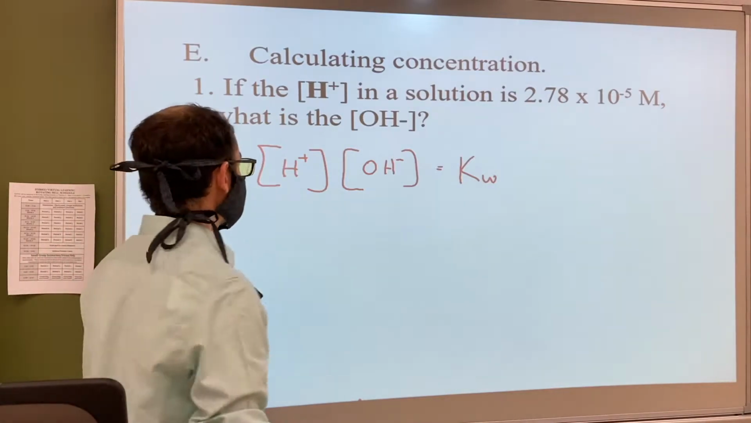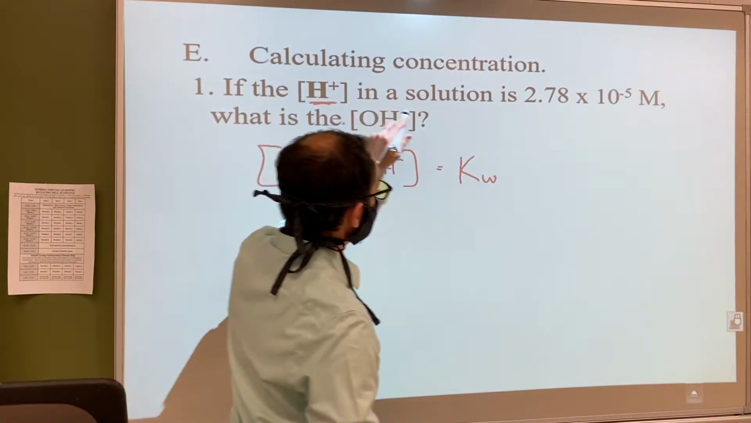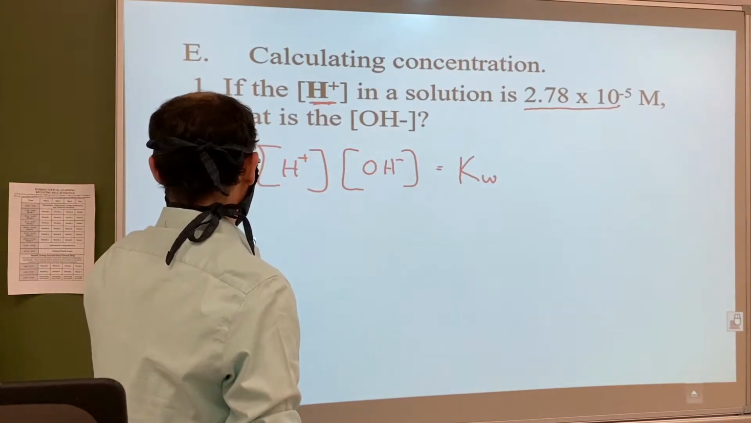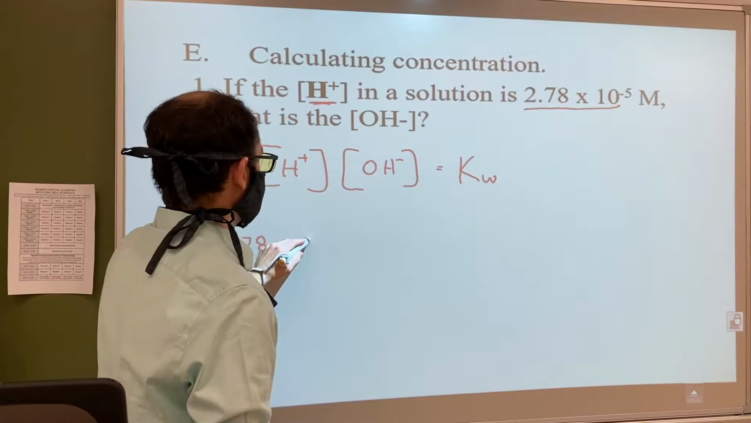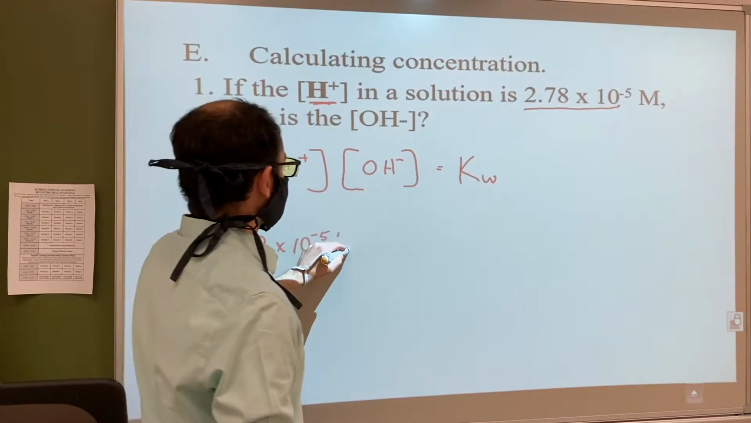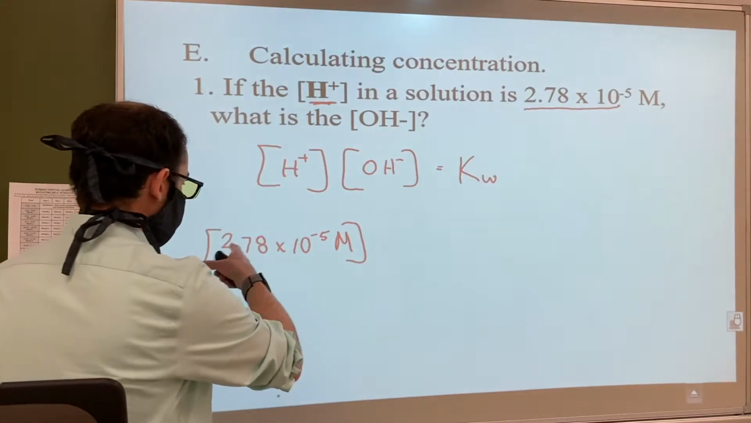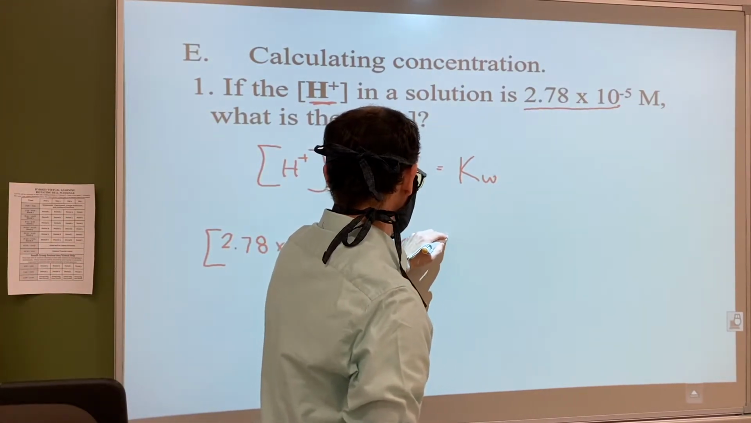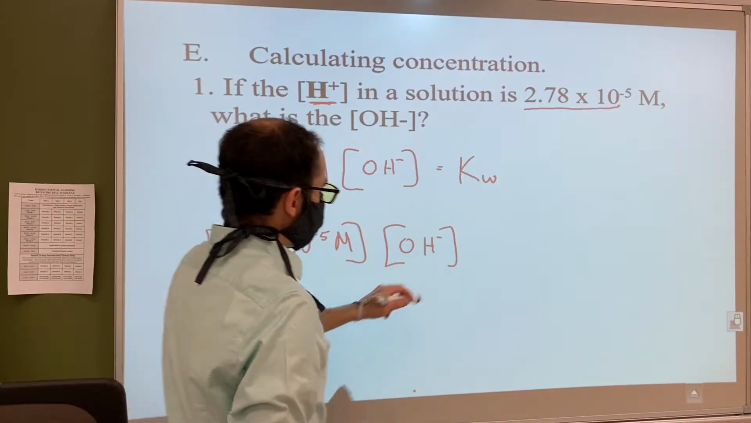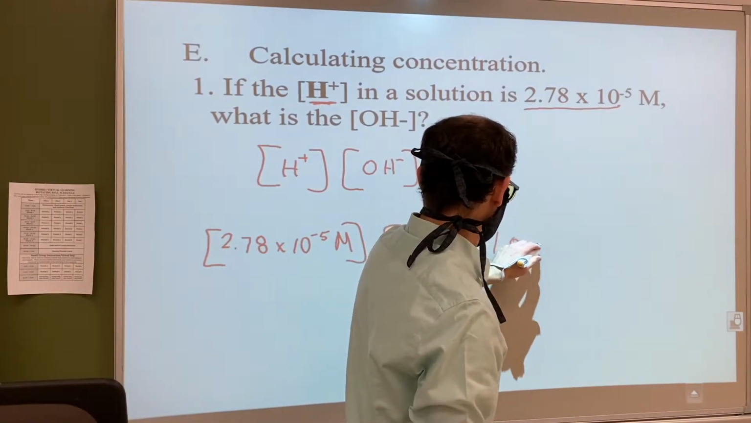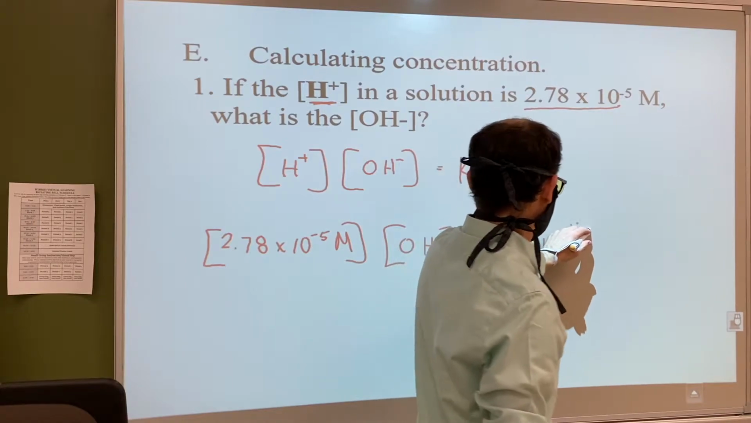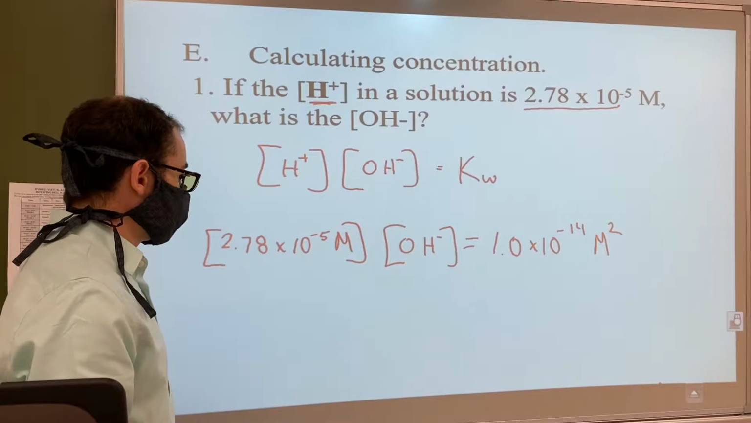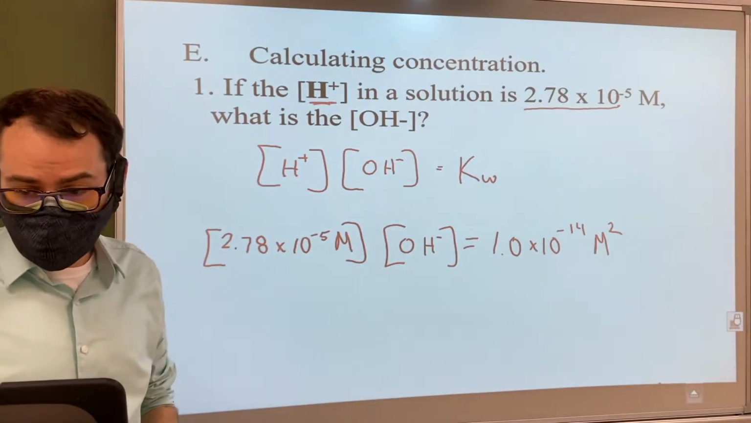So let's plug things in. It says if the H plus concentration is this. So let's plug that in. All right, 2.78 times 10 to the negative fifth molar. We don't know OH minus, so we leave that the same. We do know KW. All right. And then how do we solve this problem?